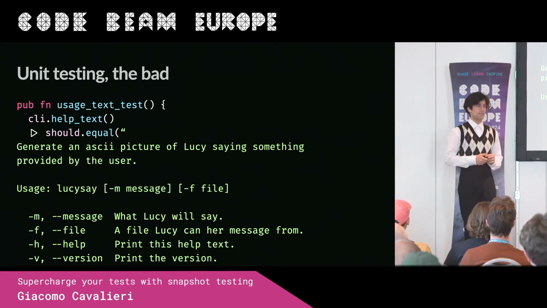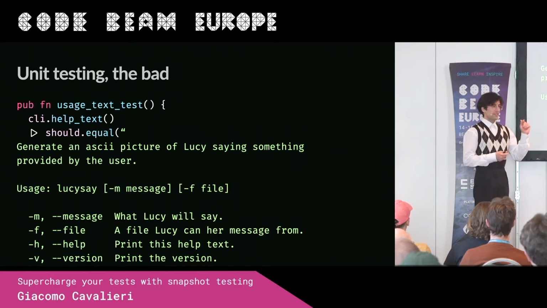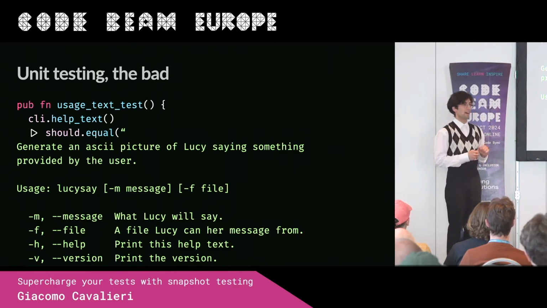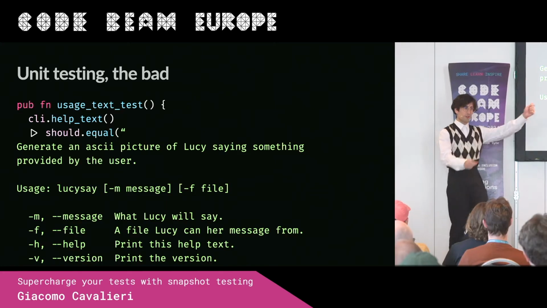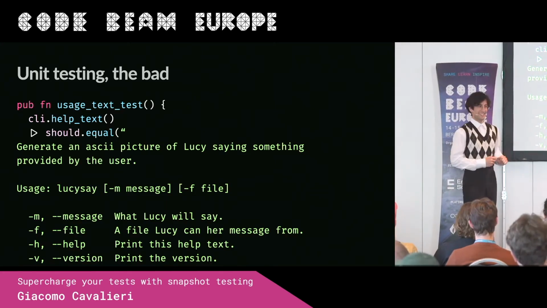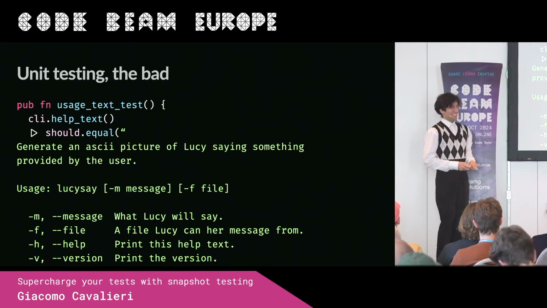So what does happen usually? Well, one might run the test the first time, putting an empty string there. The test runner complains. You copy the string you get from the output and you paste it there. It doesn't really feel good.